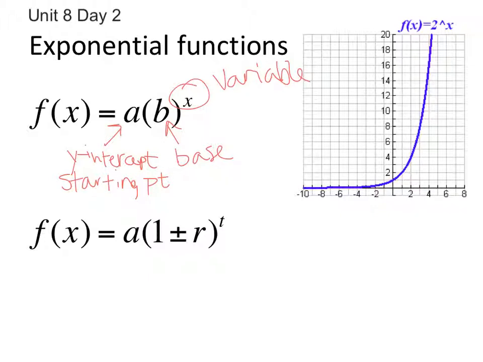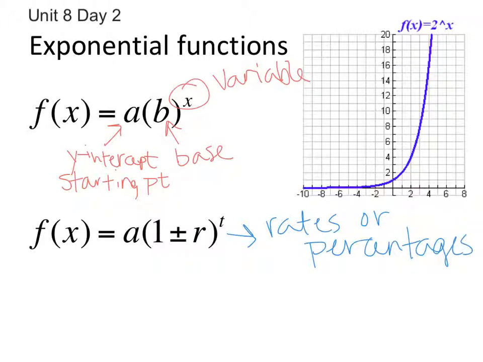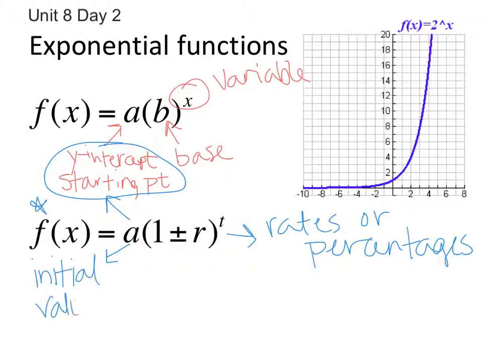Down below is another equation, and this one is very similar. We'll use this equation when we're talking about rates or percentages. So we will get to word problems today, and all of our word problems are mainly going to be based off of this equation here. The great thing about this equation is that A still stands for your intercept or your starting point. Especially in word problems, I want you to think initial value. So anything where you say you're starting with, or you're investing this much, or you have this much money, or whatever it is, that's your A value.